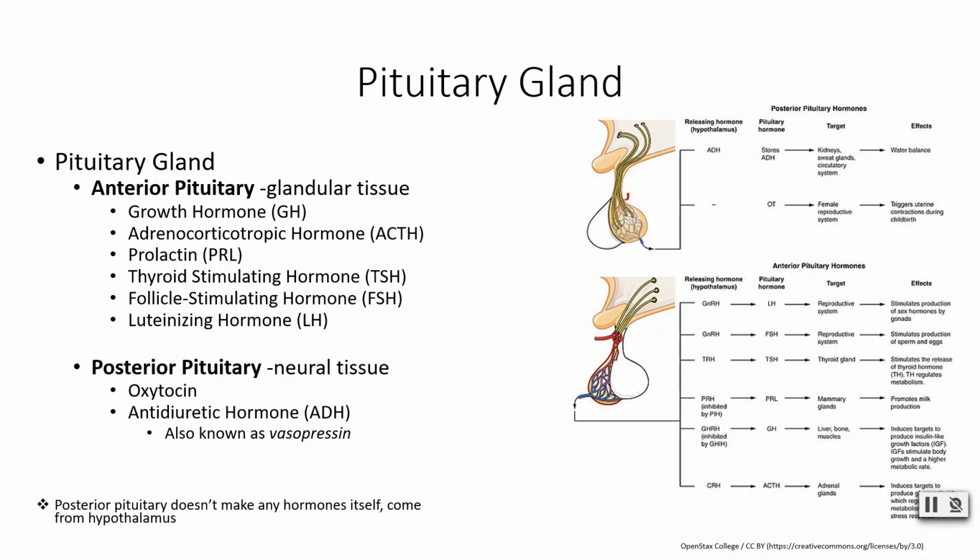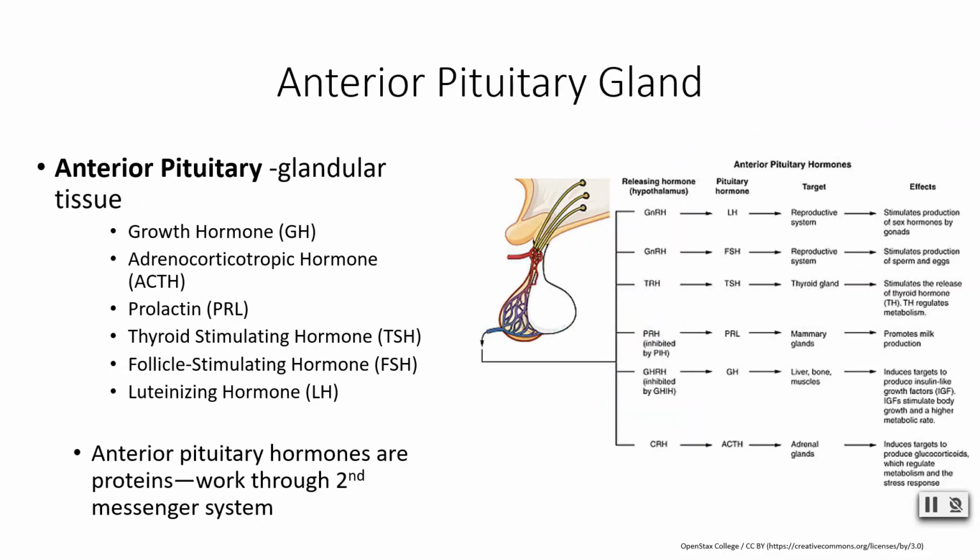Our other notable difference is the type of tissue that composes these structures. Your anterior pituitary gland is glandular tissue. This is a full-on endocrine organ, while your posterior pituitary gland is actually neural tissue. Okay, so that's quite a bit different. Now, let's start in one at a time.